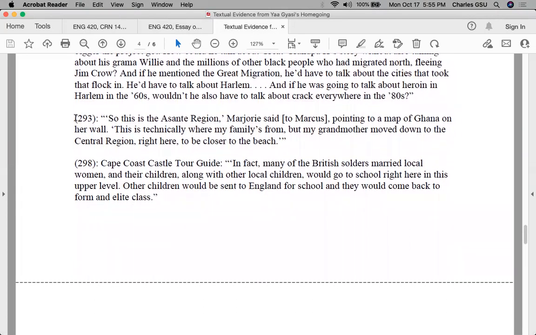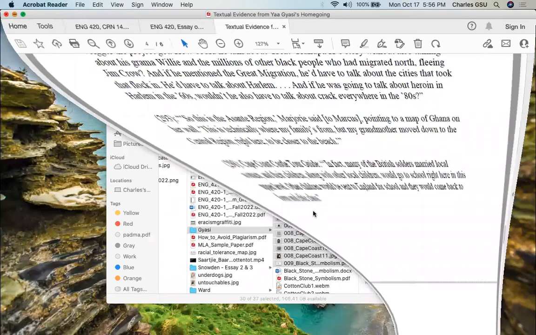So this is, again, toward the end of the novel, and this is Marjorie talking to Marcus. This is the Asante region, because remember, they're going to Ghana. Marjorie said to Marcus, pointing to a map of Ghana on her wall, "This is technically where my family's from, but my grandmother moved to the central region right here to be closer to the beach." Now, that's a bit of an interesting spin, right?